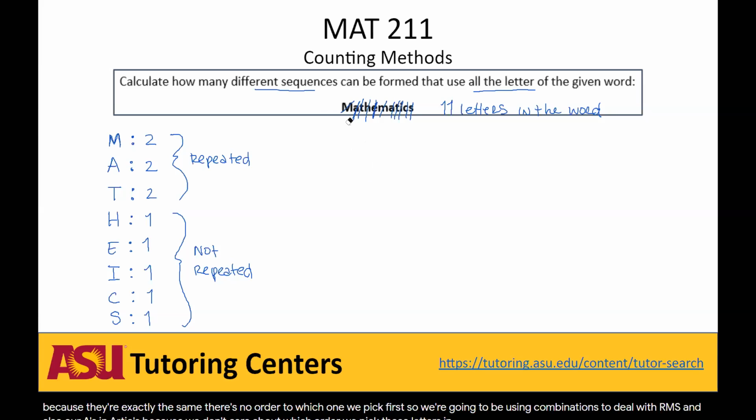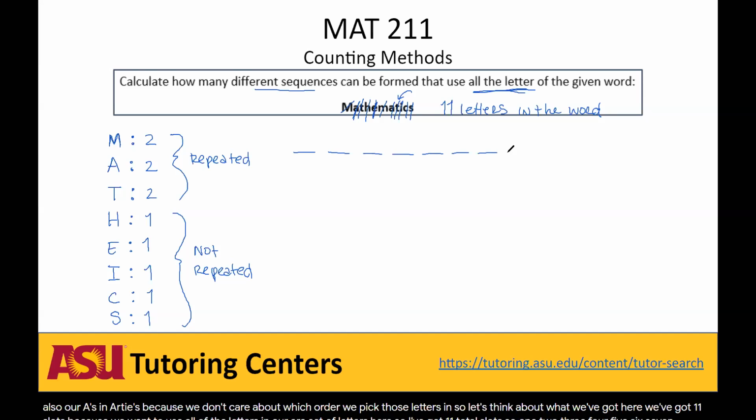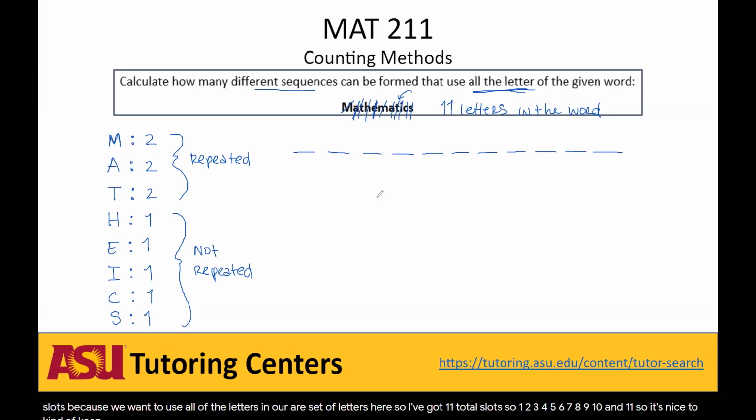So let's think about what we've got here. We've got 11 slots because we want to use all of the letters in our set of letters. So we've got 11 total slots: 1, 2, 3, 4, 5, 6, 7, 8, 9, 10, and 11. It's nice to keep a running tally of how many we've filled.